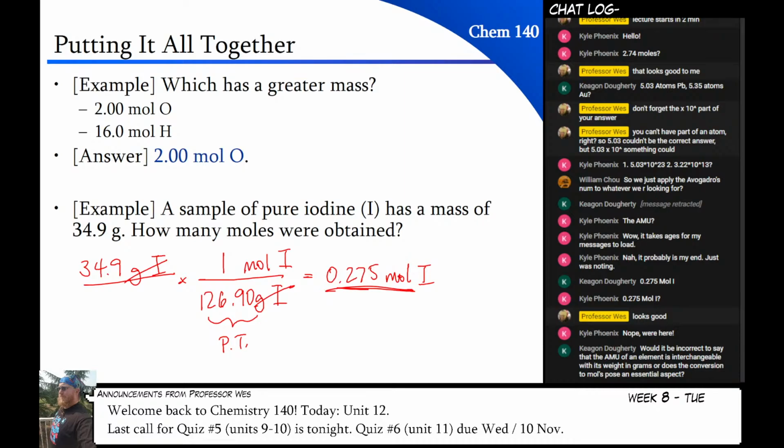So can we say that the AMU of an element is interchangeable with its weight in grams? Yes, because that is actually why we chose AMU to be what it is. This is just sort of a feature that is built into it that we didn't talk about because we hadn't gotten to the mole idea yet. But we have defined the number of atoms in a mole and the mass of an AMU to be how they were, so we can use these numbers off the periodic table.